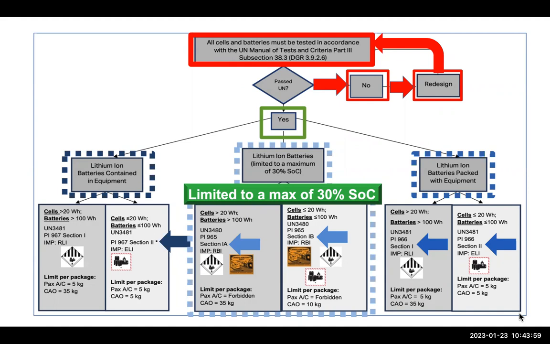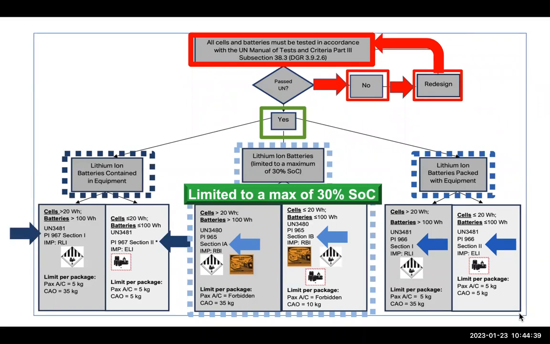The UN number will be 3481. The packing instruction will be 967. The IMP code will be Echo Lima India, and the limit per package is going to be the same on both passenger aircraft and cargo aircraft only, and that is 5 kilograms per package. So after packing your cells or batteries, you need to mark the package with a lithium battery mark, which has the UN number inscribed.